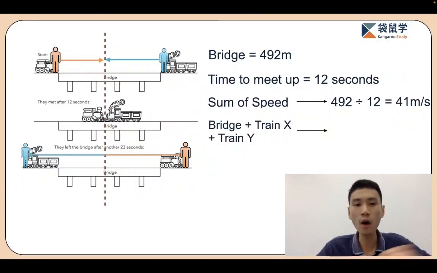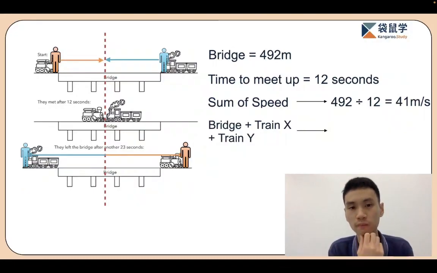And how can we calculate this? We have here the sum of speed of both trains. And remember, both trains are traveling at the same speed throughout. Now, what other piece of information do we have? We know that after 23 seconds, they go from this meetup point to their respective ends across the bridge completely.